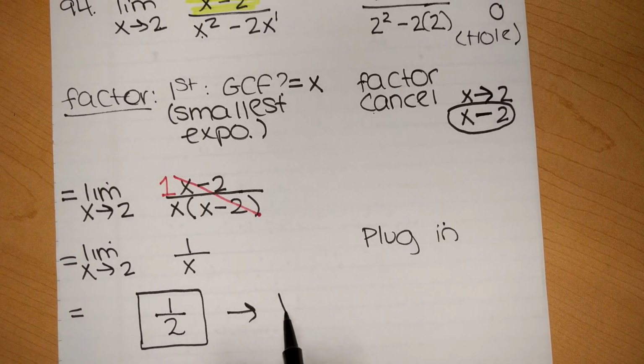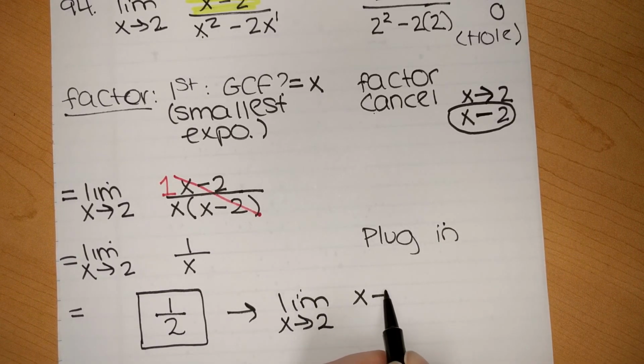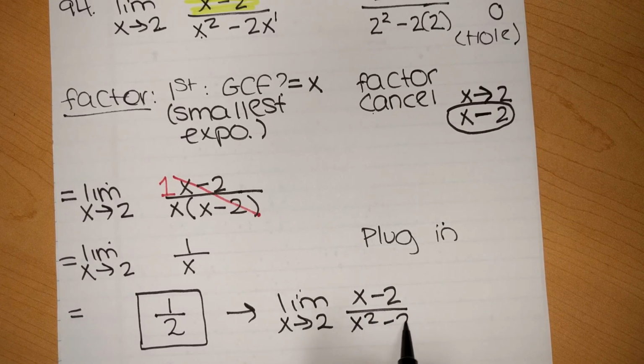Again, what we have found is that the limit as x goes to 2 of x minus 2 over x squared minus 2x is equal to 1/2. And we did that by factoring, canceling, and plugging in.